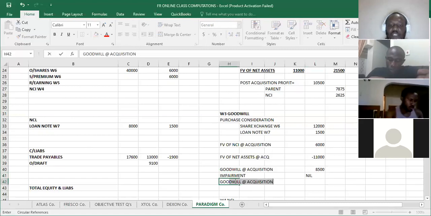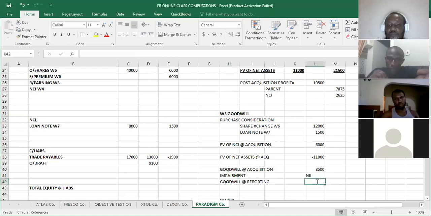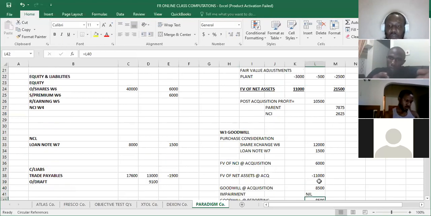The impairment we did there was impairment for the financial asset. That's not for goodwill. Our goodwill impairment is nil. They told us there's no impairment. So that means our goodwill at acquisition will be the same as our goodwill at reporting. So we have that figure. So that's our goodwill at reporting, and we can carry it to goodwill. So we go upstairs to goodwill.